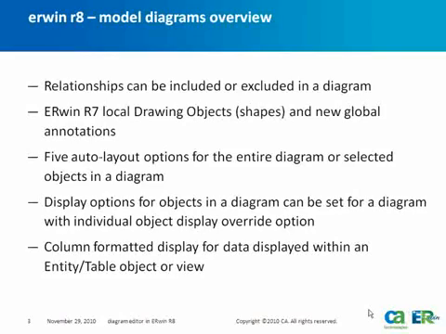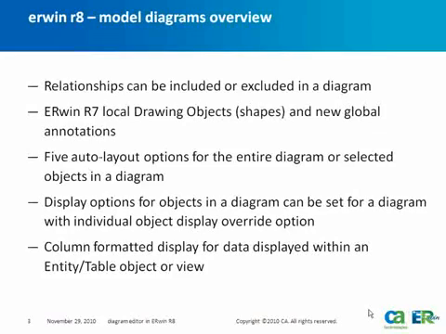ERwin R7 also included the concept of a local drawing object or shape. These shapes are still available in R8. However, these particular drawing objects are only specific to a specific diagram. There is a new global annotation concept in ERwin that enables you to identify global annotations for drawing objects or annotations you want to include across all your diagrams.